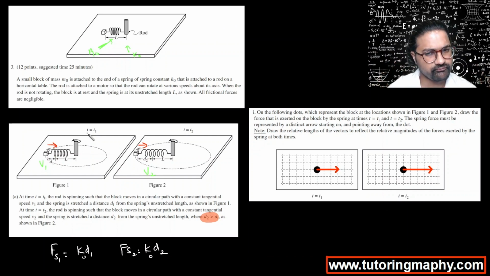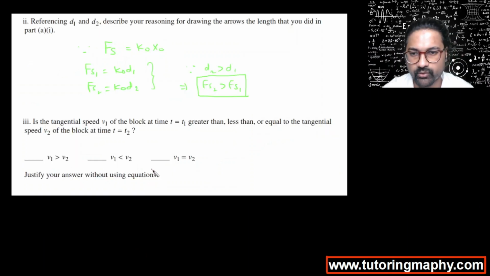So without using equations, I think I can say that the velocity v2, we know from the above part that Fs2 is greater than Fs1, right? We know that. If the force is more, and we know that force is proportional to acceleration because the mass is constant, right? So can we say that the acceleration in case 2 is greater than the acceleration in case 1?